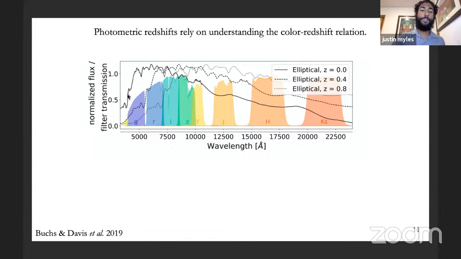So as this spectrum is redshifted, as you see it moving to the right, all we have to do is find where that drop happens, and then that gives us a pretty good constraint on the redshift. So as it moves between the filters of our survey, we just detect that drop in brightness, and which filter we find it in gives us a pretty good constraint on its redshift. So this is an example of how photometric redshifts work, and the key is that in order to get a good redshift out of this, you have to understand the color redshift relation.